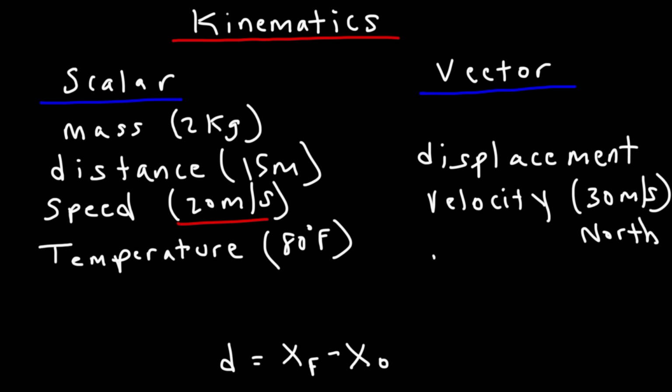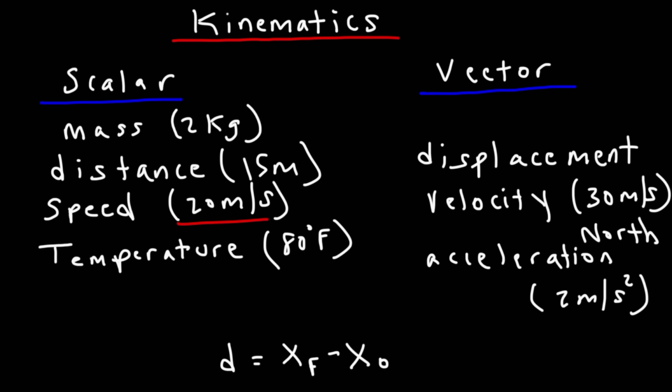Now, acceleration, that is a vector quantity. Acceleration tells you how fast the velocity is changing. And you could say a car is accelerating at 2 meters per second squared east. You can put direction to it. So acceleration is a vector quantity.